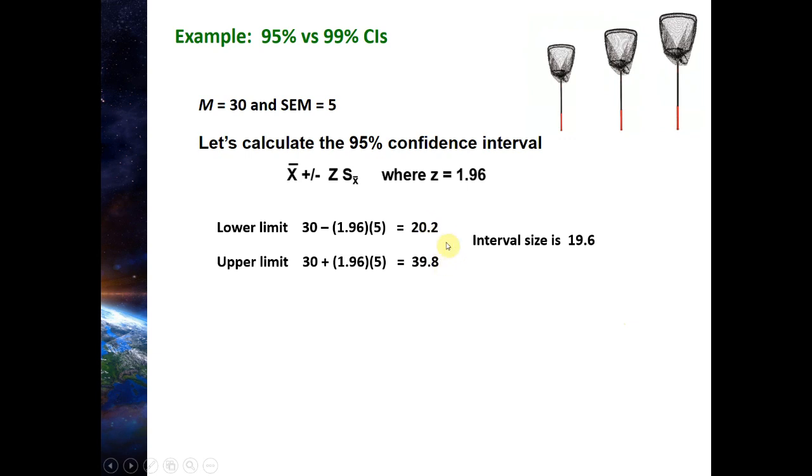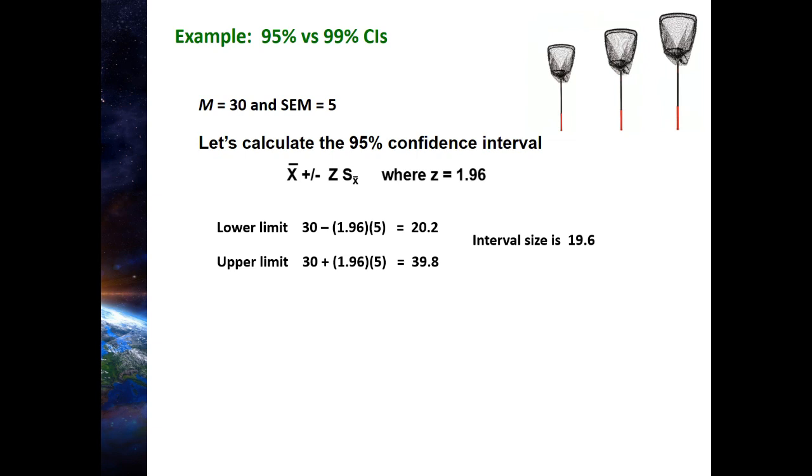And if we were to look at this interval size, we would say it's 19.6 points. And I just found that by subtraction. So you take the upper limit minus the lower limit, and it's 19.6. Okay? Now, what would happen if instead we wanted to calculate the 99% confidence interval?